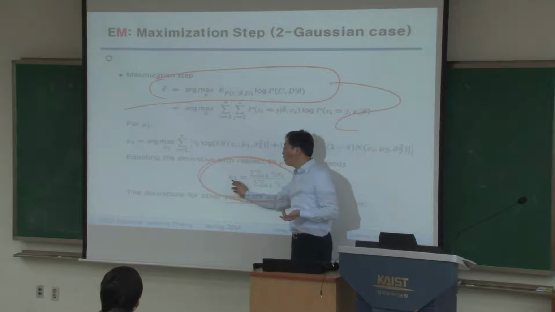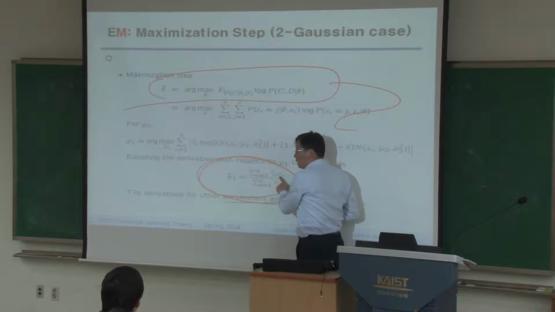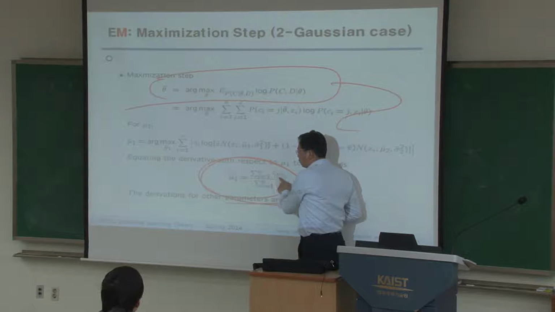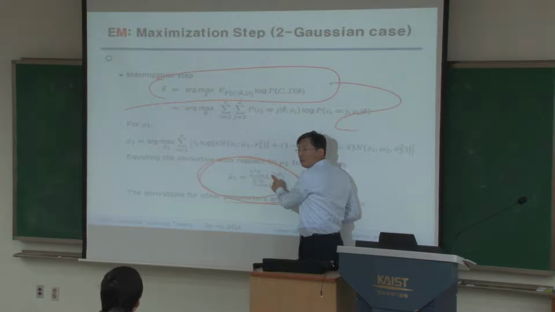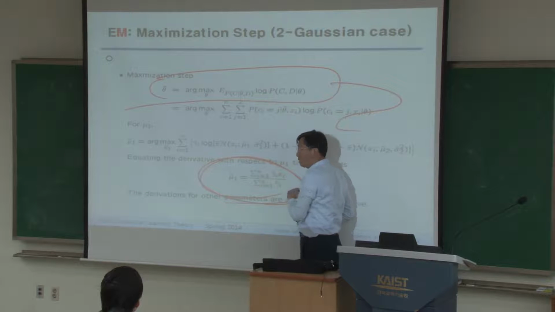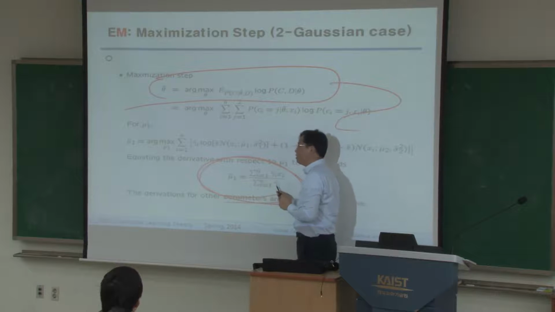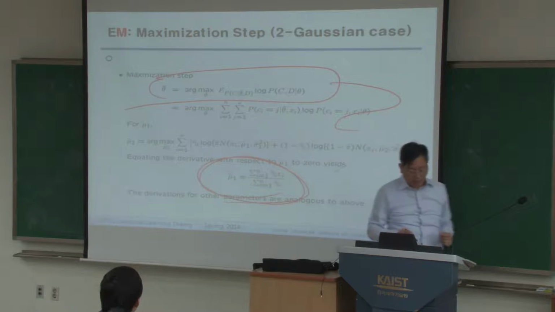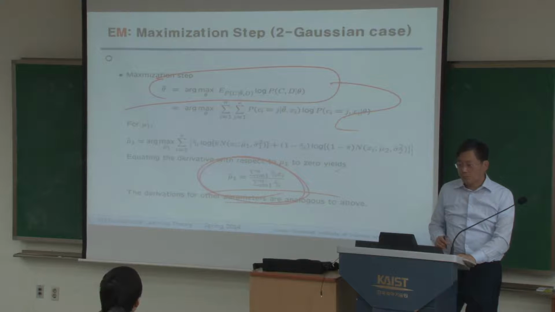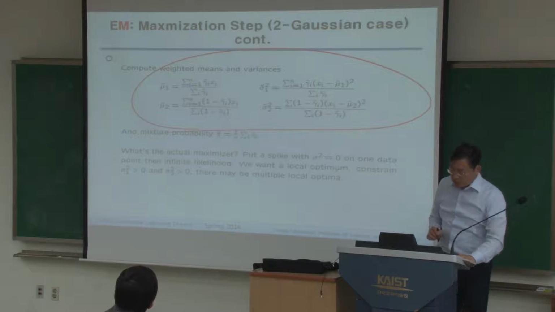Let's say gamma mu1 is the mean of the red one. So for each of the data, I take this proportion, which says this is the probability of being red. I multiply it for all the data and normalize it by its probability of being red. So it makes sense as well. And you can do that. Variance is this way.